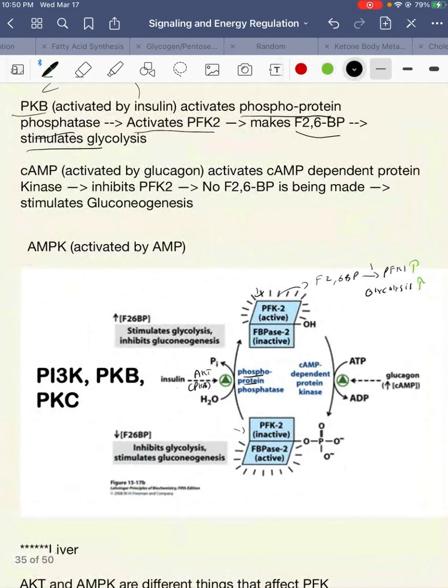Okay, cyclic AMP. So remember, cyclic AMP is released from adenylate cyclase. Adenylate cyclase comes from the glucagon pathway. Glucagon eventually makes cyclic AMP. Cyclic AMP activates cyclic AMP dependent protein kinase. So we briefly talked about this in the beginning and how PKA can act on it. So cyclic AMP can bind that and activate it, and it inhibits PFK2, so no fructose 2,6-bisphosphate is being made, which stimulates gluconeogenesis.